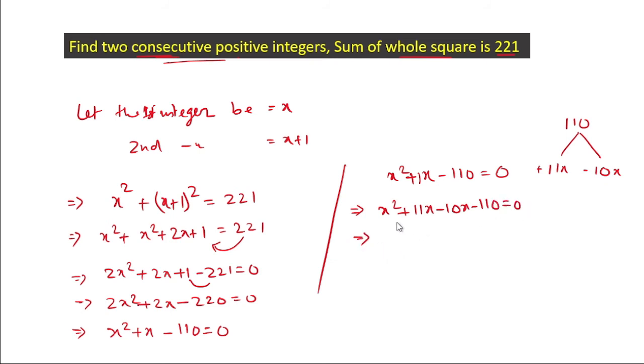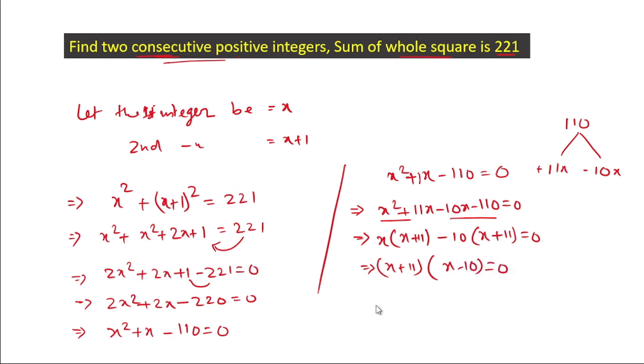Here we'll take common between these two, and common between these two means x. Here x plus 11, and here we will take minus 10 common, and here it will be x plus 11 is equal to 0. Now x plus 11 and next will be x minus 10 is equal to 0. Now we can write x plus 11 is equal to 0 and x minus 10 is equal to 0.